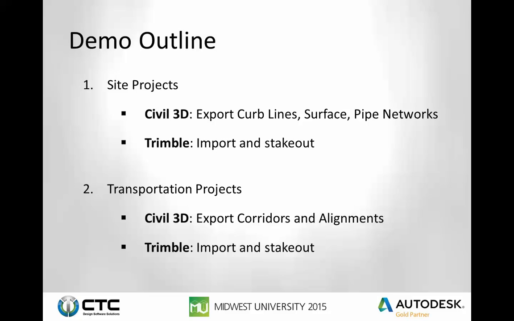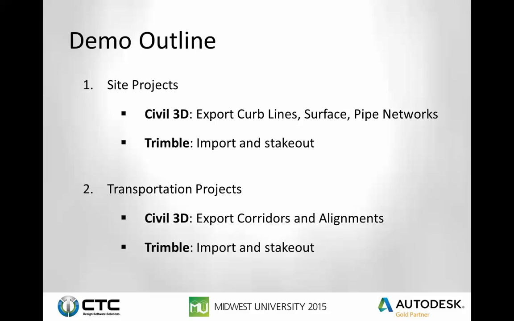We kind of broke it up into two different project types, more site-oriented and more transportation projects. And so the tool sets that we're going to be showing in each are what are more relevant in those two project types. So for site projects, we're going to start in Civil 3D and we're going to talk about exporting curb lines for staking, surfaces, and then pipe networks. That can be a little tricky depending on what kind of data you're looking to get.